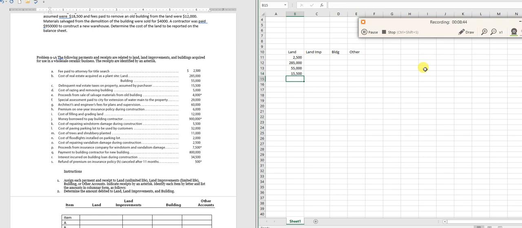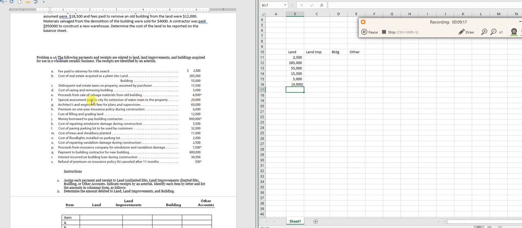Next one, cost of razing and removing the building. Don't put that in the building. That is the cost of the land, as the intended use is to put a building on. So until I start digging the foundation, I'm going to add that to the cost. Next one, proceeds from sale of salvage materials of the building. So that one's recouping of the cost. So I'm going to deduct that from the $5,000. So notice it only cost me $1,000 to raze the building.